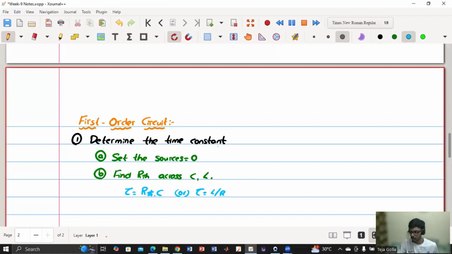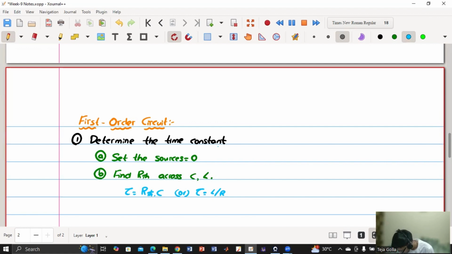And from there, we'll be getting the time constant. For finding RTH, we basically set the sources to zero, right? So we set the sources to zero and find the R Thevenin across C if it is C, across L if it is L. And then the time constant is defined as R Thevenin into C, or L by R. So that's how we are getting it. Is it clear?